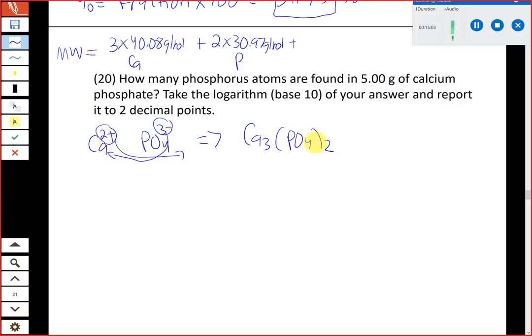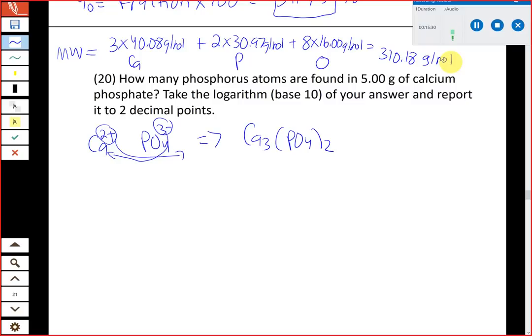So in this case, we're going to calculate the molar mass, and it's going to be 8 oxygen atoms, 4 from each phosphate. 2 phosphates gives us a total of 8 oxygens. The atomic mass of oxygen is 16. And so what we should get is something like 310.18 grams per mole. All right, so that's the molar mass of calcium phosphate, which we're going to need in the first step.